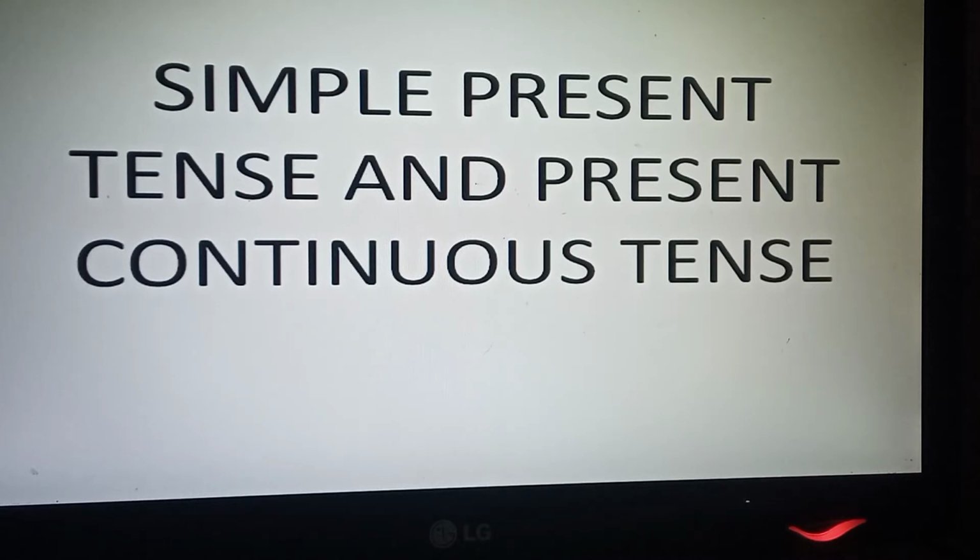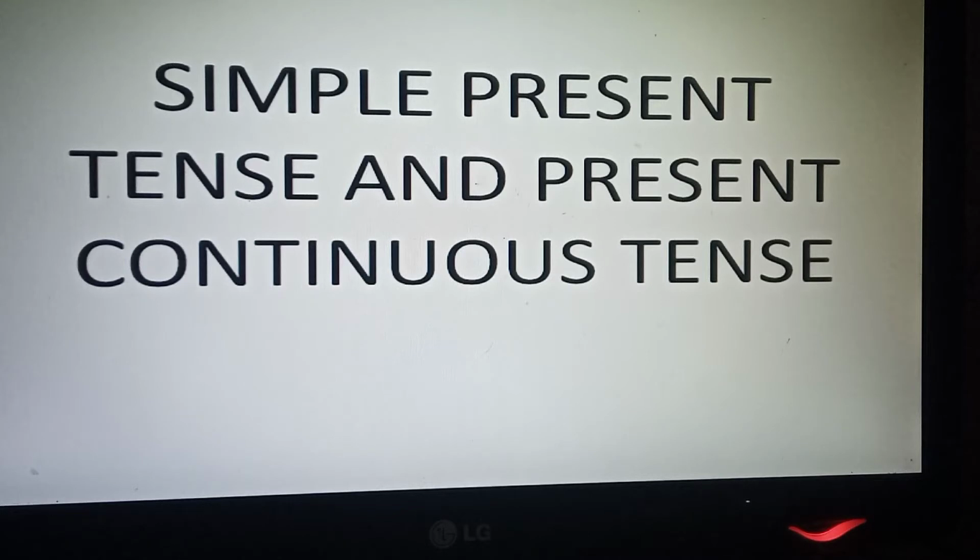Before starting, I want to ask about your previously learned lesson, that is verbs. Can anyone tell me what a verb is? What is the definition of a verb? Yes, verbs are doing words. They are also called action words. For example, the earth moves round the sun. What is the verb in this sentence? In this sentence, the verb is moves.